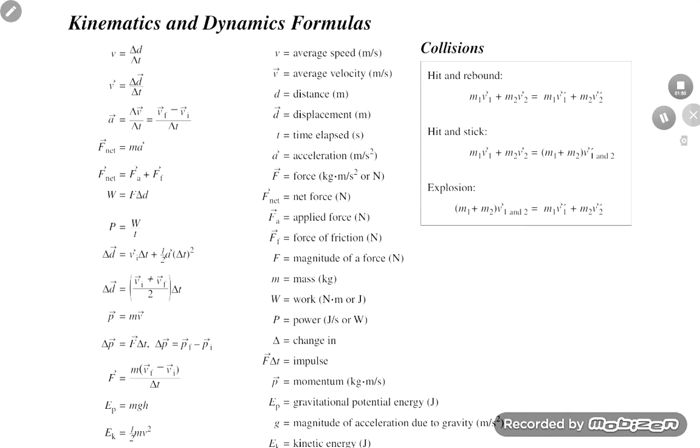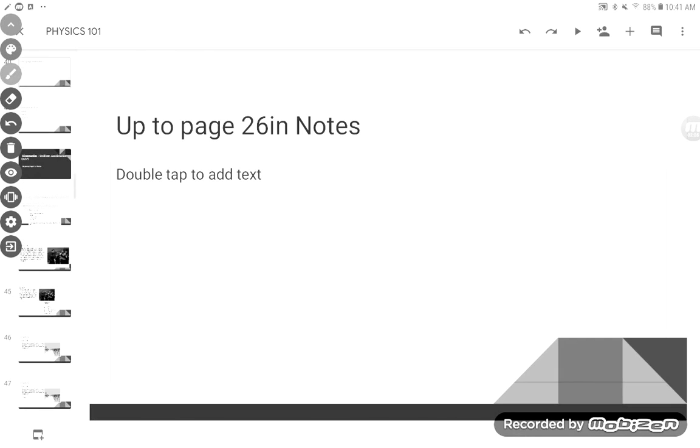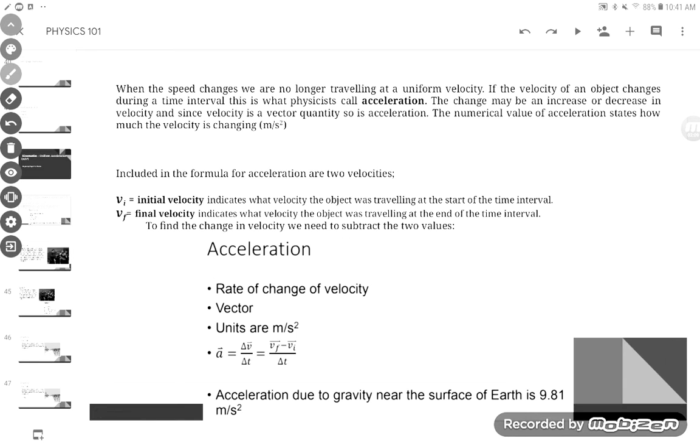So we're going to move on now to our lesson on uniform acceleration. And you'll notice, like I said before, meters per second squared is the unit that we are going to be using for this. Okay, we're going to start right here.